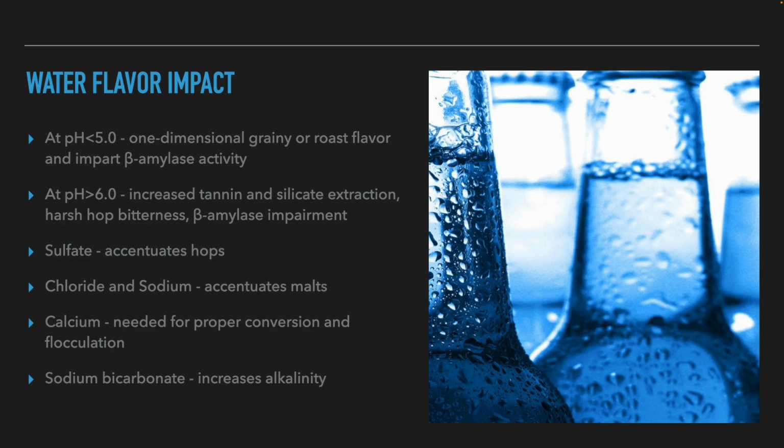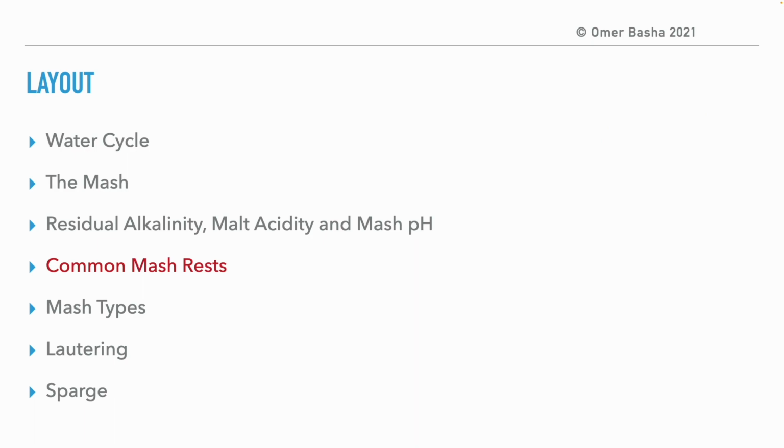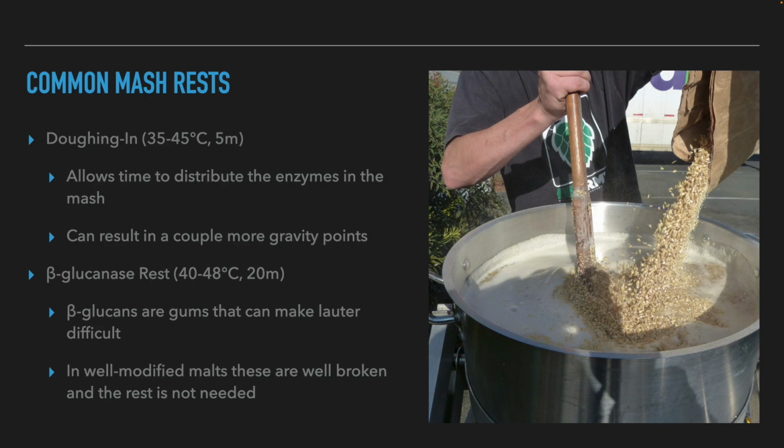For ions, sulfate accentuates the hops, chloride and sodium accentuate the malt, calcium is needed for proper starch conversion and yeast flocculation, and sodium bicarbonate increases the alkalinity. After talking about water chemistry, now we can move on to talk about common mash rests, their main players, and their roles. We will go over these rests in order from lower temperatures to higher temperatures.